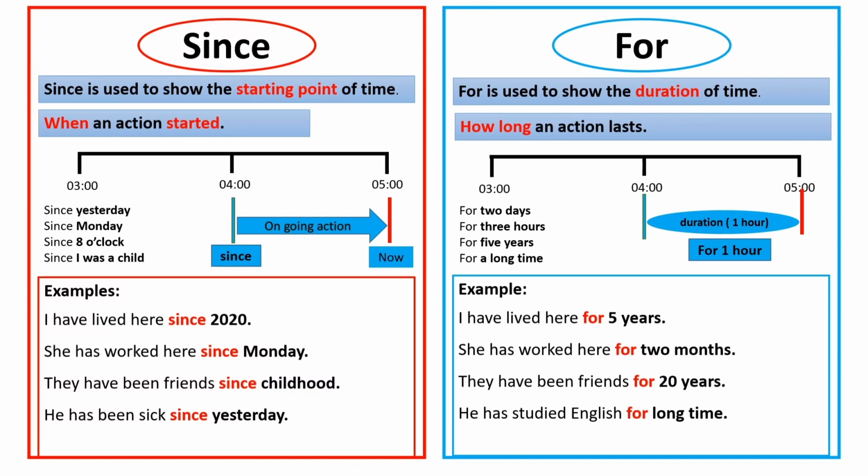He has studied English for a long time, so it is the duration of the time. It was for a long period of time, but not specified when he has started studying English. If it was specific and if we want to point out the starting point, we have to use since then.